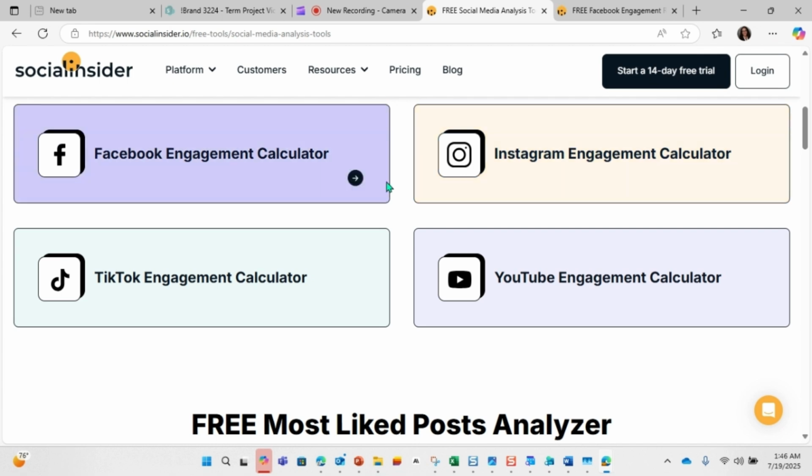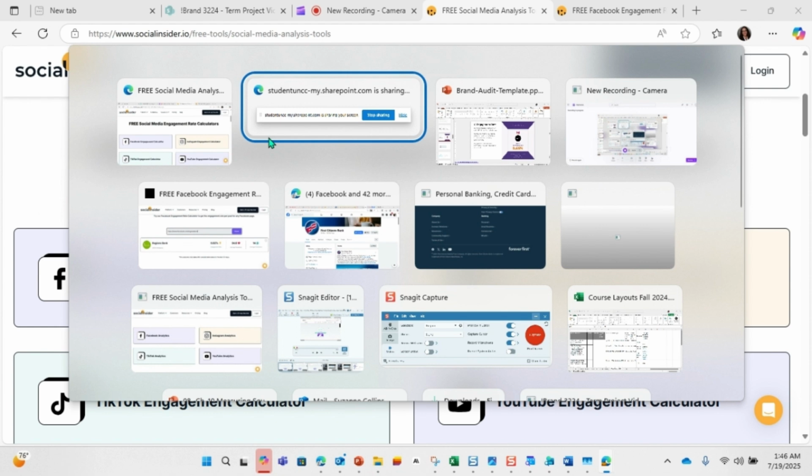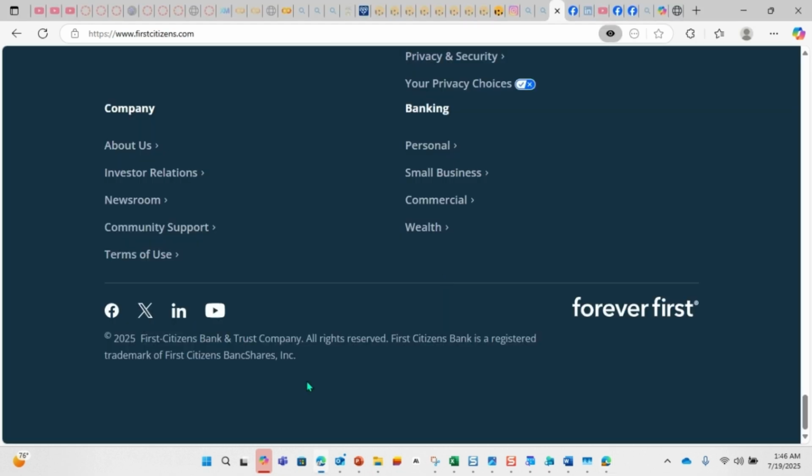We can use this engagement analyzer. That's what this is, a free social media engagement rate calculator. And what I'm going to do is go to First Citizens' site itself, and at the very bottom of their page, I clicked on their Facebook. But before I go there, they only have Facebook, Twitter, LinkedIn, and YouTube. The YouTube is specific to specific videos.